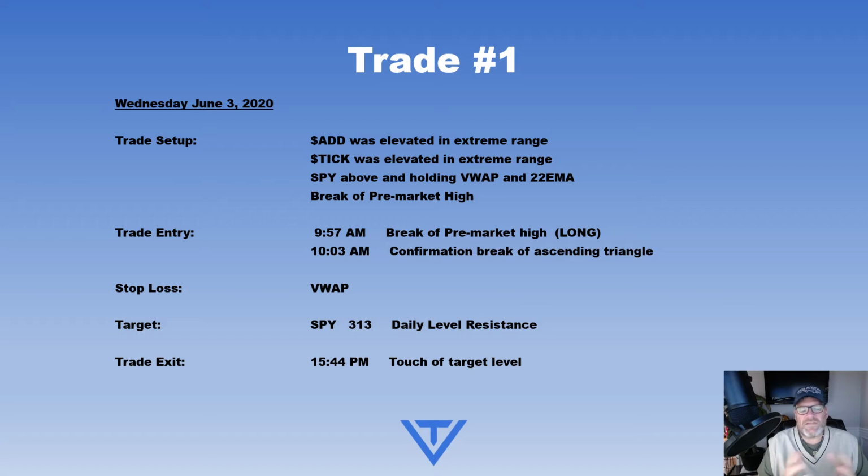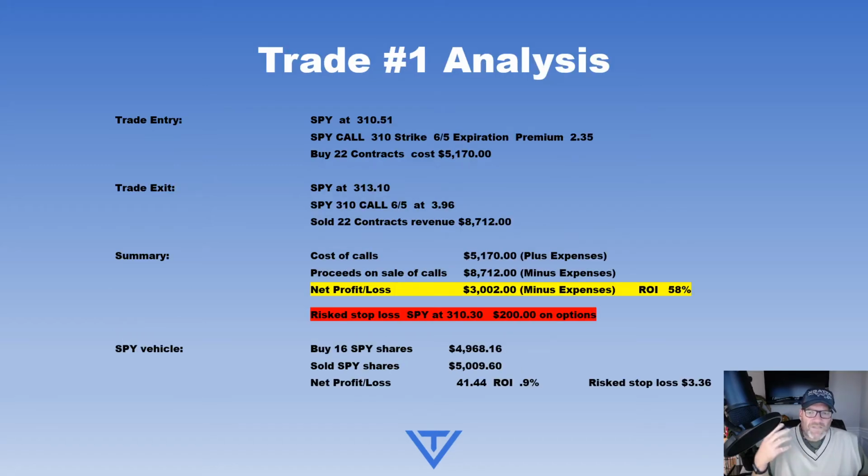And our target was that daily resistance level that we showed you in the chart of 313. We exited this trade at 3:44 in the afternoon once it touched our target level. So looking at this trade, doing a trade analysis, let's see how it fared using these SPY calls. The trade entry was when SPY was at 310.51.